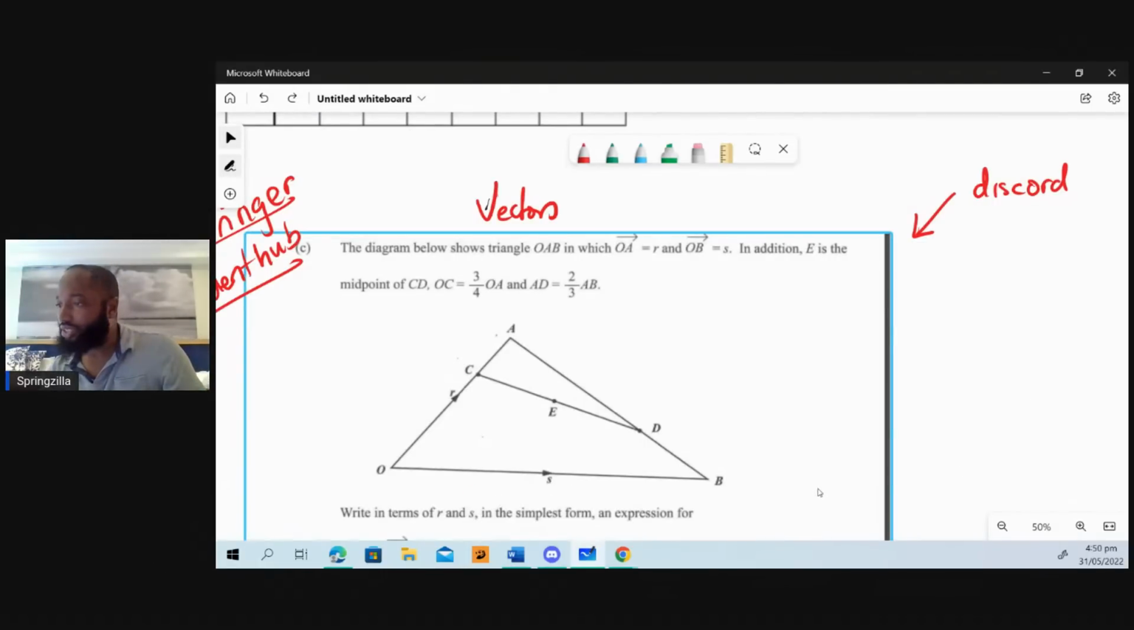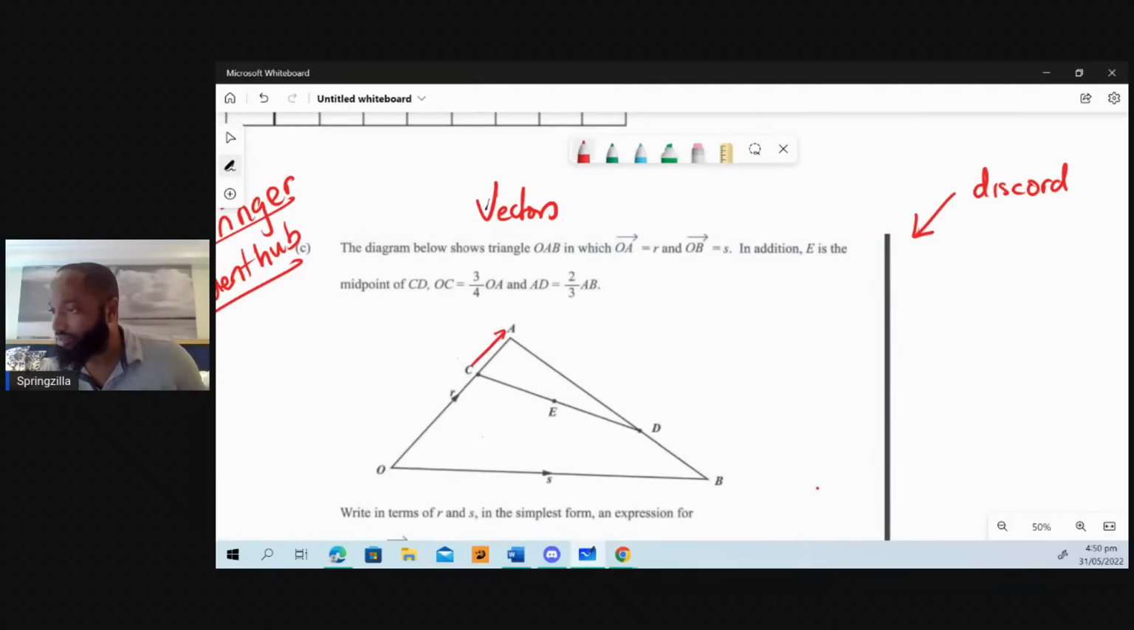So what are we going to do, boys? CD. Well, how much is this? O to A is R. So OC is 3/4 of OA. So this is 3/4, so this is a quarter, to make up the whole. Are you feeling that? So this little part here is a quarter of R.